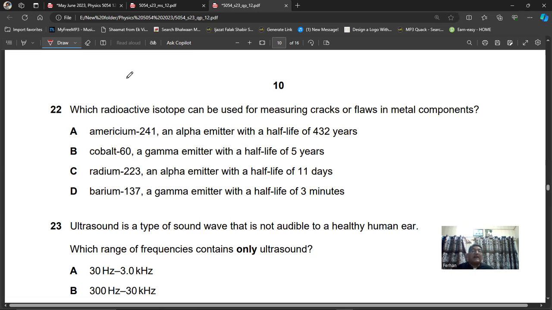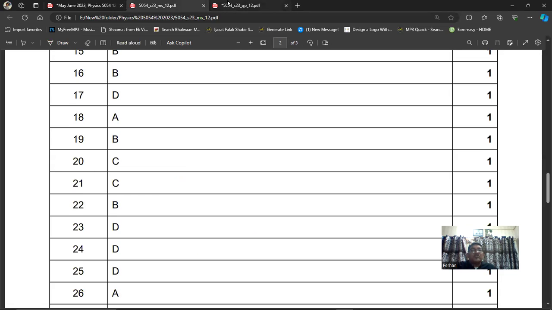Barium 137, a gamma emitter. Yes, gamma rays are good because they can penetrate through the metal and can be detected by a detector on the other side of the metal. Half-life of 3 minutes? No, 3 minutes is too short a half-life. You see, this isotope will decay very quickly, and you will have to buy new. So I am looking for something whose half-life is longer and which emits gamma. So I think B can be the answer. Question number 22. B is the right option, sir.